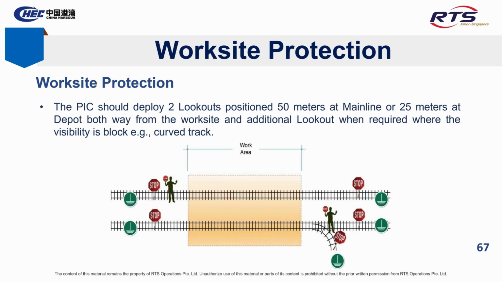Slide 67. Worksite protection. The PIC must assign 2 lookouts placed 50 meters from the worksite on main line or 25 meters in depot in both directions. Add more lookouts if visibility is limited, such as near curves.